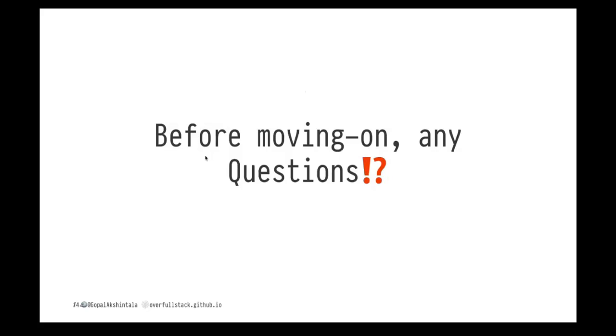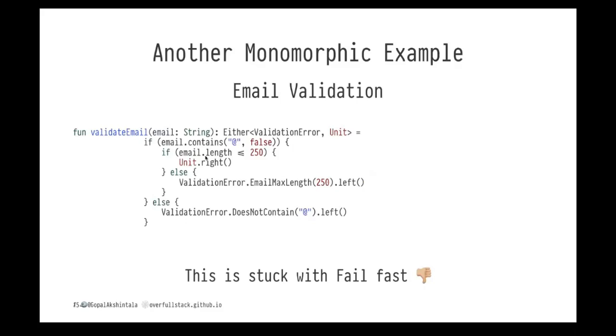So let's take a bigger example. This is not again big, just for the context of this talk, I want to take a simple example. Wherein this is validating an email, and validating two things, wherein it's checking if the length of the email is less than 250 and the email contains the needle character, the @ character, right?